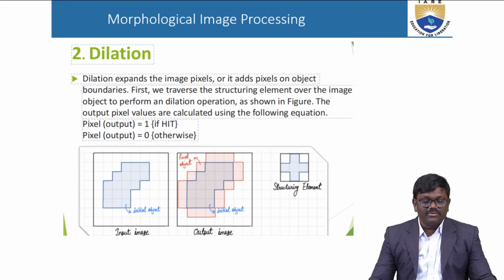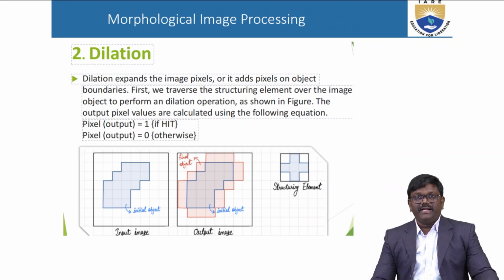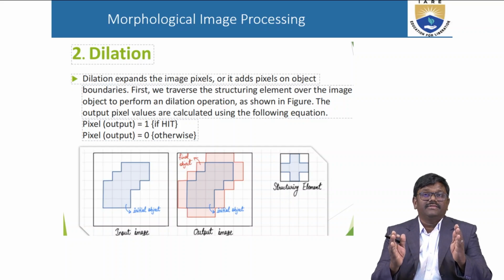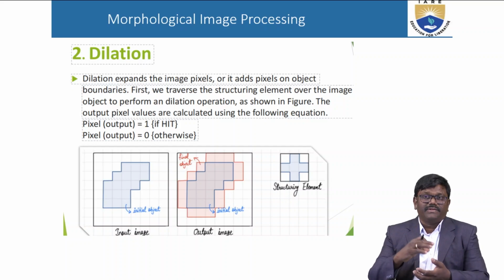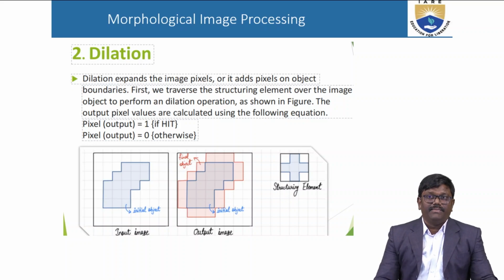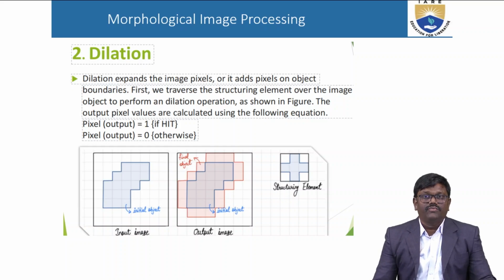Next, the second most widely used morphological image processing operation is dilation. So what does dilation mean? Dilation means it expands the image pixels, or it adds pixels on the object boundaries. First, we traverse the structuring element over the image object to perform a dilation operation, as shown in the figure.